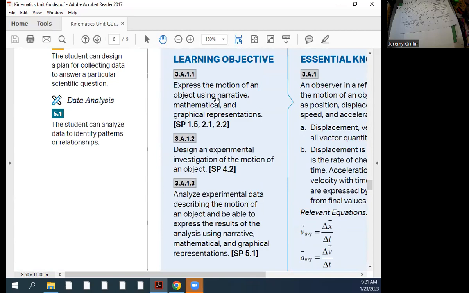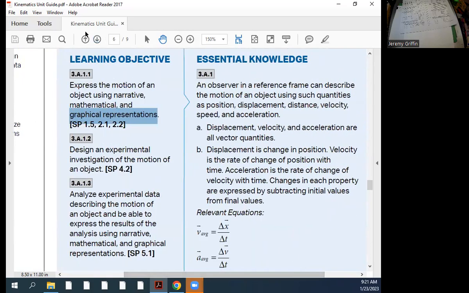Express motion of an object using narrative, mathematical, and graphical representations. Mathematical is the three kinematic equations. Graphical, we did so many graphs. You did x versus t, v versus t, and a versus t graphs. If you know one of those, you can figure out what the other two look like: rates of change, areas. And narrative, sometimes they'll have you write out a paragraph where you spell out the words.